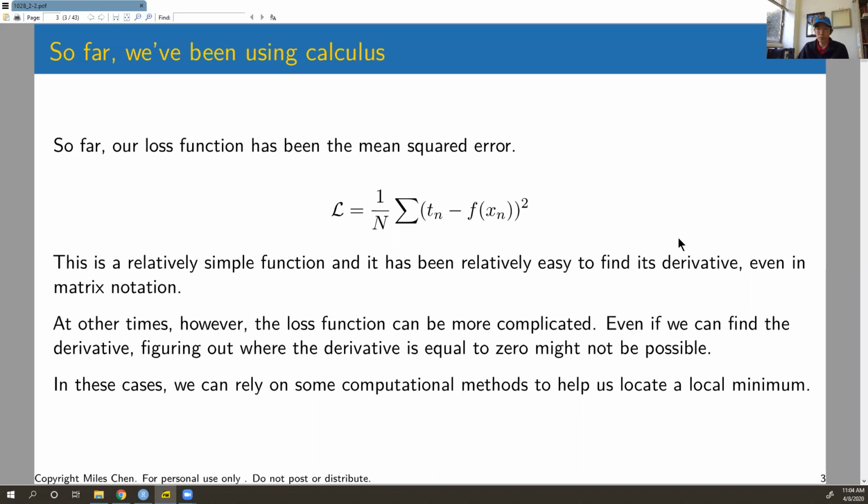But sometimes we'll be in a situation where maybe you can find the derivative, maybe you can find the gradient, but setting it equal to 0 and solving might prove to be very challenging or difficult. Just because you can find out what the derivative or gradient is doesn't mean you can set it equal to 0 and solve. So in these situations, you might need to use a method like gradient descent to help you locate a local minimum. This is one method that we can use.